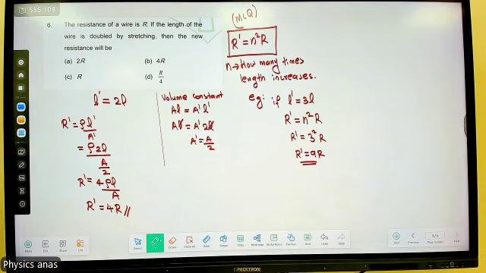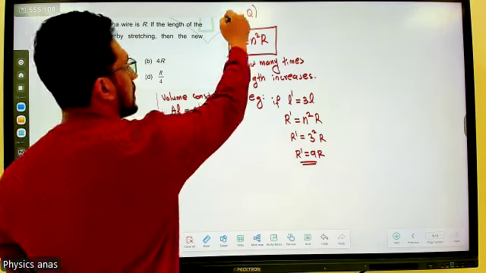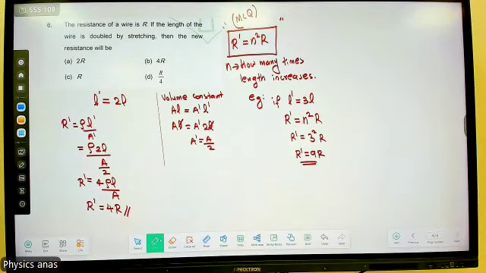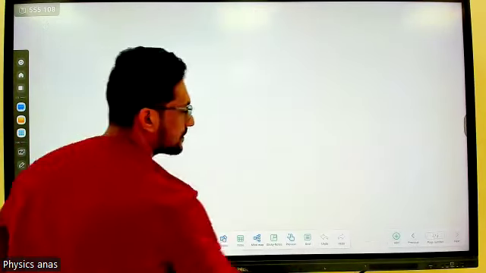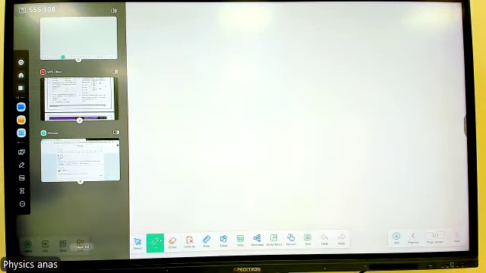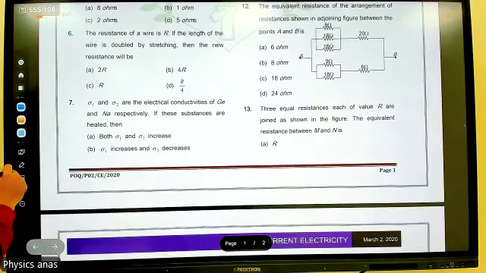Is it okay? Neha, Meena, is this one okay? Yes, sir. So remember this equation: R dash is equal to n square times R. Now, question seven, what?